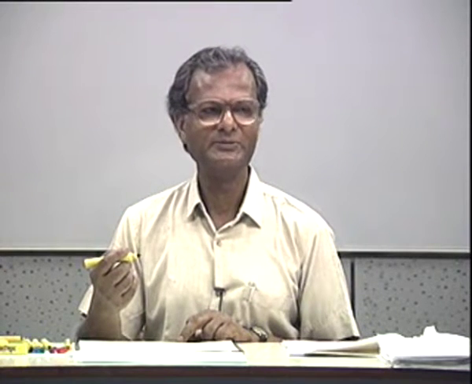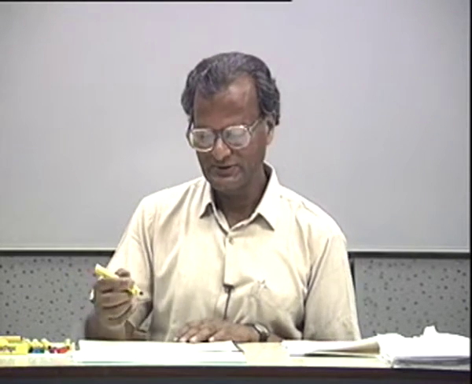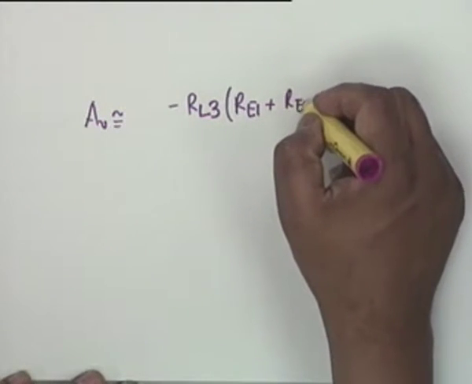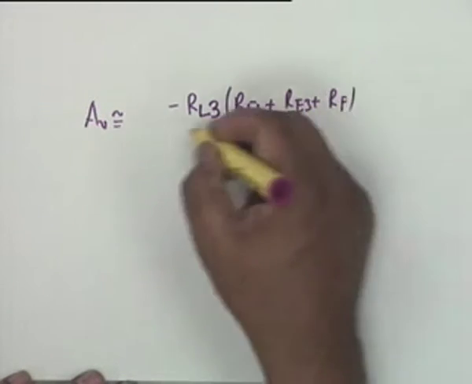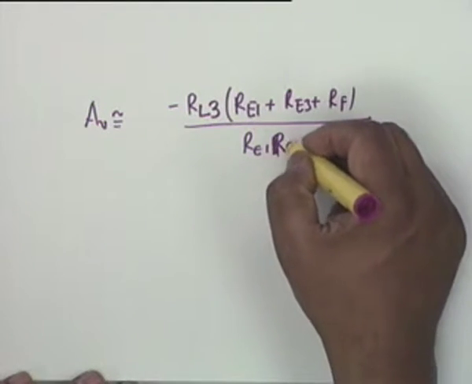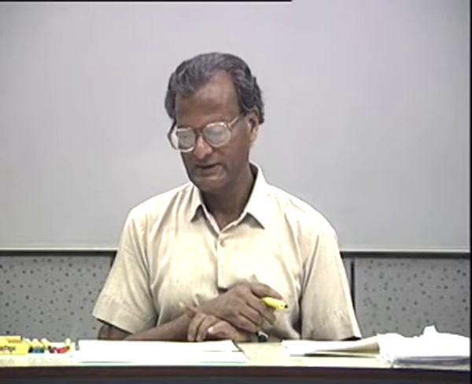Under what condition will that be true? The betas are large. That's the only assumption. Okay, and the approximate expression is RE1 plus RE3 plus RF divided by RE1 multiplied by RE3. This is approximately the gain of this stage. And you see, the gain can be made independent of RL1 and RL2. It is determined by the external three resistances which form the feedback and the load of the third stage.